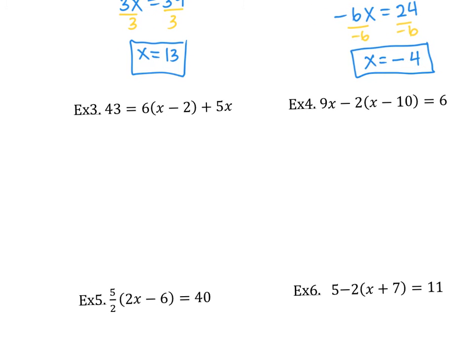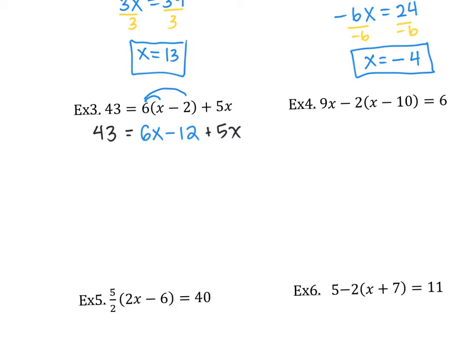Okay, example 3, it looks messy, but it's going to be very similar. Okay, I can see there's an x here, there's parentheses, so I'm going to simplify this side first. Since I see parentheses, I'm going to do the distributing first, and then I'll see what I can do next. Okay, so if I distribute 6 times x, 6 times 2, I get 6x minus 6 times 2 is 12. Okay, I'm going to bring down this plus 5x and the equal sign and the 43.